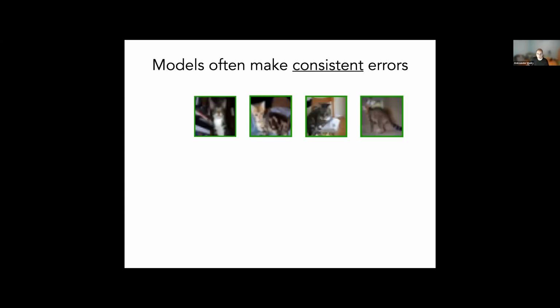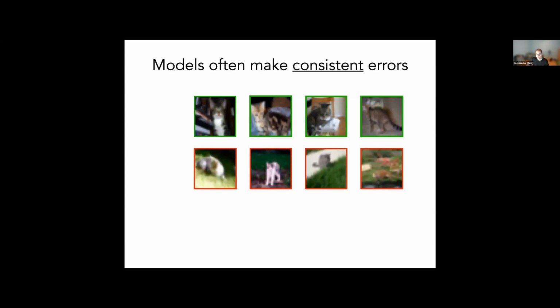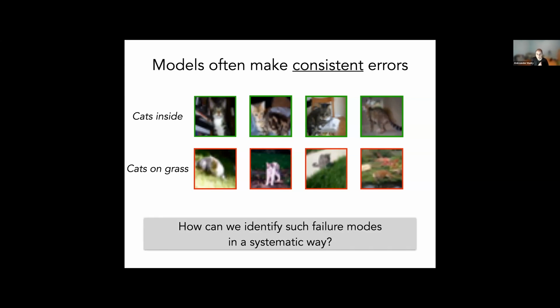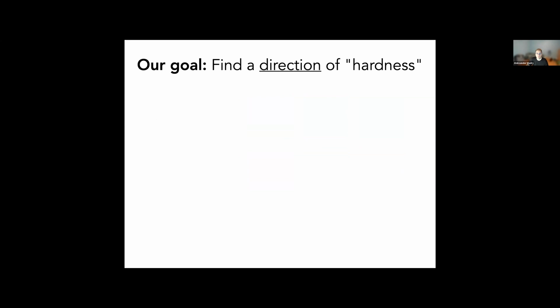So we can imagine that I have a bunch of cats that get classified correctly, but then there is also a bunch of cats that are classified incorrectly. And then you realize, if you look at them for a longer time, maybe it's about cats being inside versus cats being outside on the grass. So maybe the model was trained more on the indoor cats, but was failing to generalize well to outside cats. And of course, we can have such insights and derive some lessons from them. But the question is, can we identify such systematic failure modes in a systematic way? That's the goal we are after.